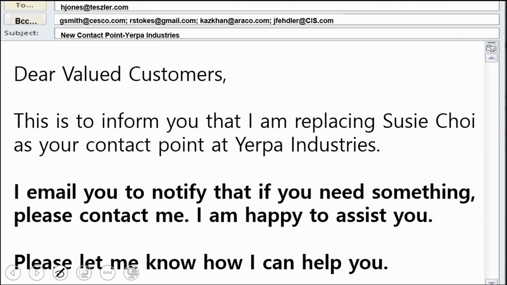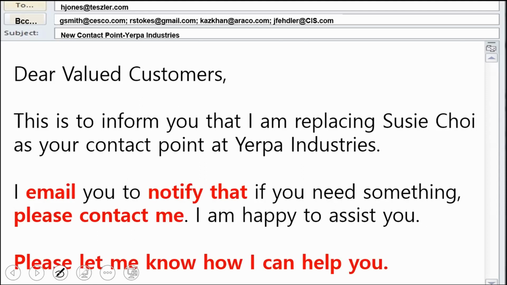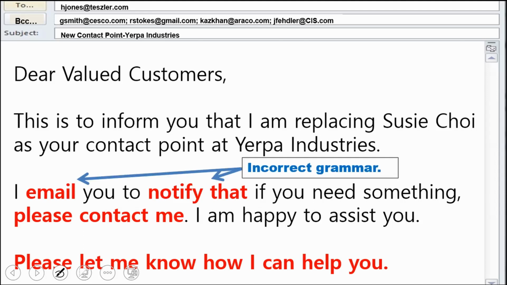Now, a couple of issues with these two, actually 3 sentences here. And it sounds a bit odd. I email you, that's incorrect grammar. The verb tense is incorrect. To notify that, we're missing some. To notify you, we need an object after notify. To notify you, and please contact me and please let me know, that's redundant.